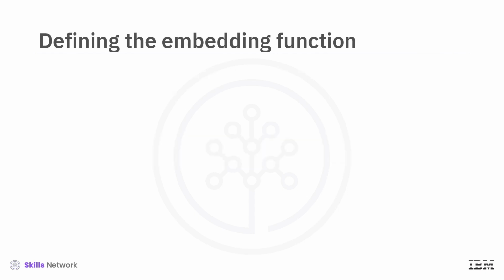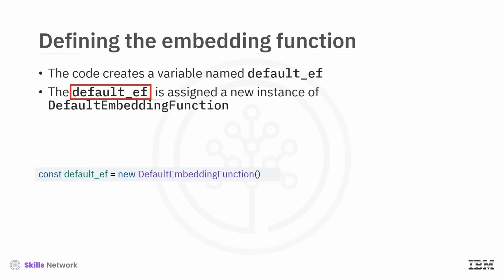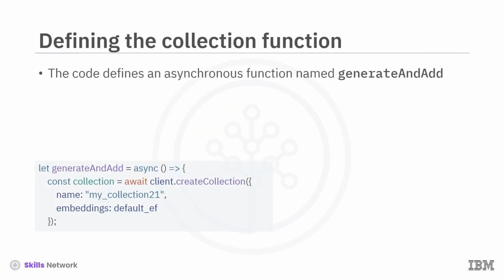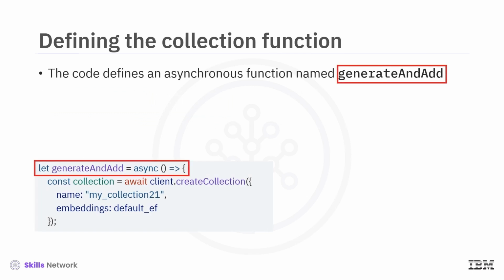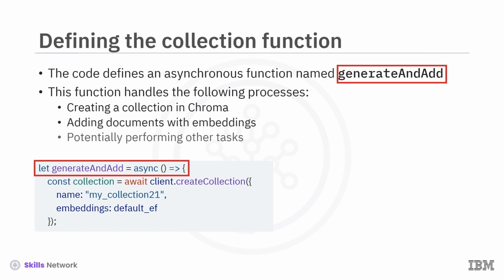Now it's time to define the default embedding function. A variable named default_EF is created and assigned a new instance of default embedding function. The code uses this function later to generate numerical representations from the textual data, which are the embeddings. Next, you'll see the code defines an asynchronous function named generate_and_add. This function will handle creating a collection in Chroma, adding documents with embeddings, and potentially performing other tasks.